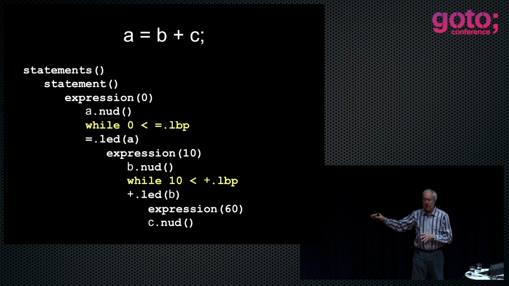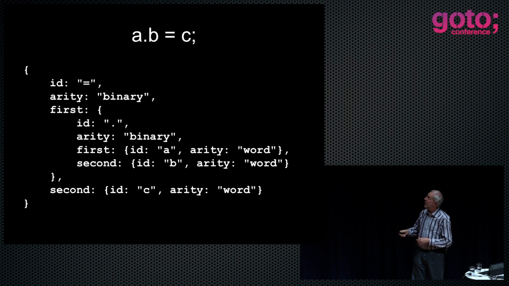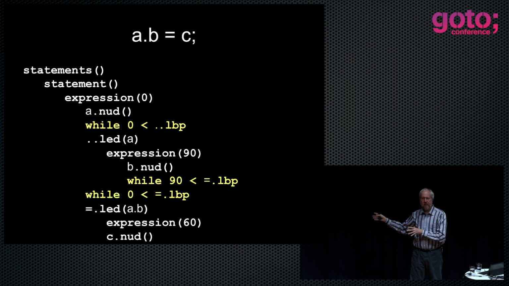This is another example of a statement. This one, because of the difference in precedence, the tree is balanced in the other way. This is the data structure that represents that tree, and this is the parse that generated that one. And again, it's really simple, and it's really fast. There's hardly anything going on.